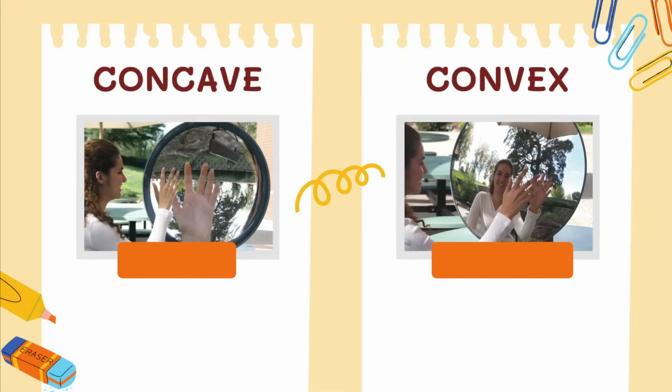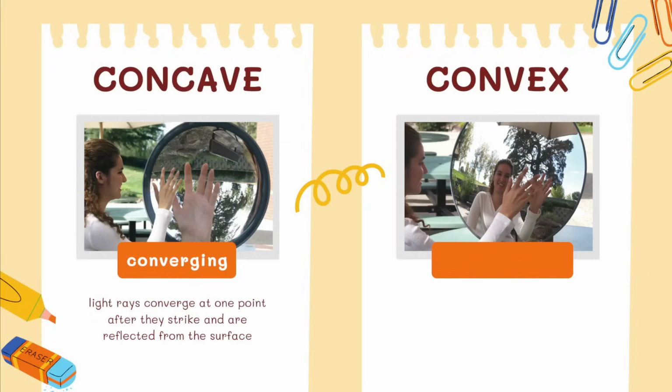So concave mirrors are also called converging mirrors. So why are they called converging mirrors? Because light rays converge at one point after they strike and are reflected from the surface. Pag sinabi natin converge, ibig sabihin yan, nagtatagpo sila at one point. Nagi-intersect. On the other hand, for a convex mirror, the other term is a diverging mirror. This is the opposite of a converging mirror kasi this time, light rays would diverge after they strike the mirror. So, opposite ng converge, diverge, naghihiwalay.